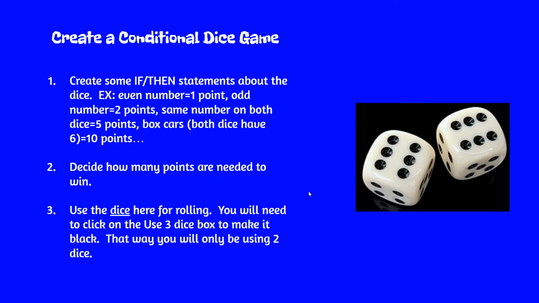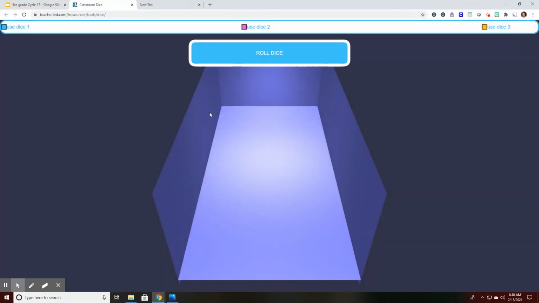You have to decide how many points are needed to win, and you're going to be using some dice here that are linked that you can roll. If you're at home and you want to use some dice from home, that is perfectly fine too. So we'll click on this link and you will see what happens.